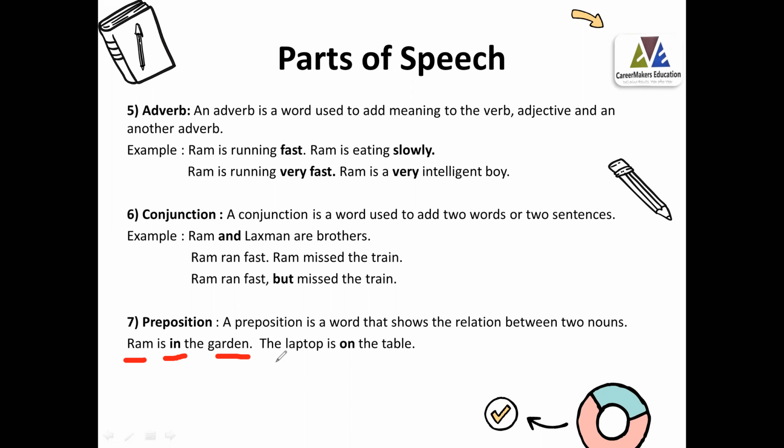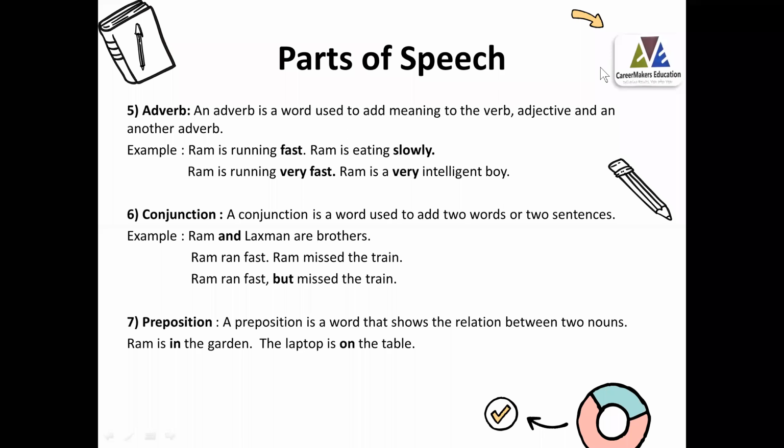Similarly, in the second sentence, I have written, the laptop is on the table. Here, the two nouns are laptop and table. It would have been difficult to have the relationship between these two nouns in the absence of the word on. Therefore, on shows the relationship between two nouns, laptop and table, and hence this word is called a preposition. There are a number of other preposition words like off, on, over, under, etc. But remember, a preposition is a word that shows the relationship between two nouns.